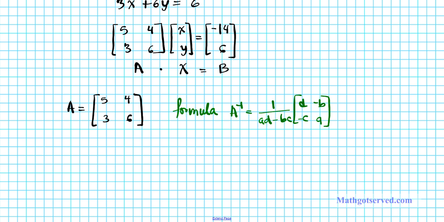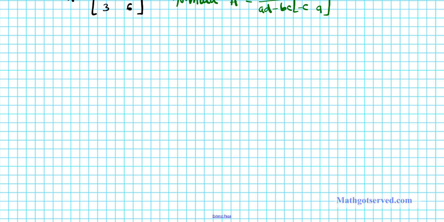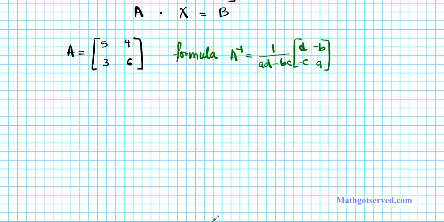All right, so in this situation, we can clearly see what A, B, C, D are. Let's go ahead and label them real quick. This is our A, this is B, this is C, and this is D. Now let's apply this formula to this problem so we can determine the inverse.